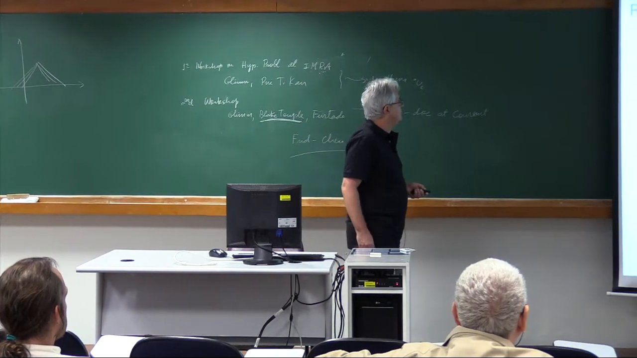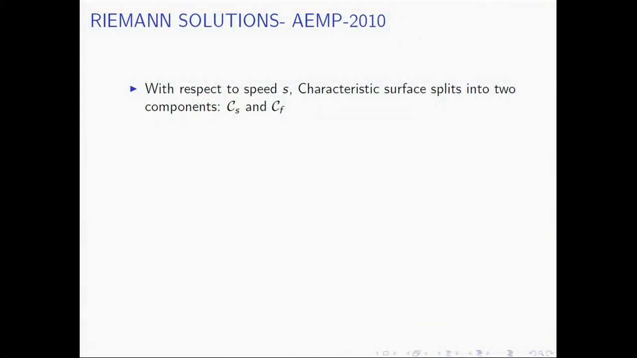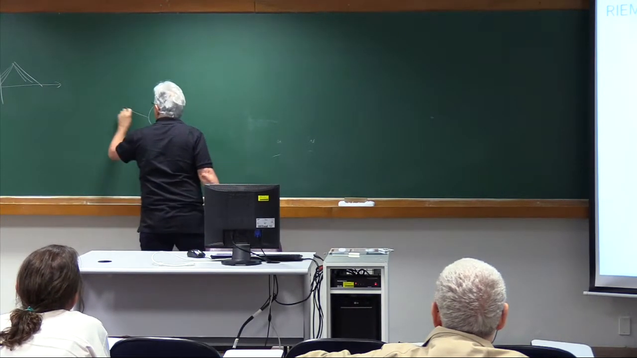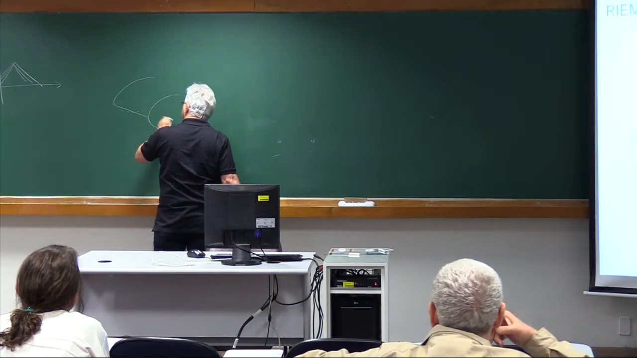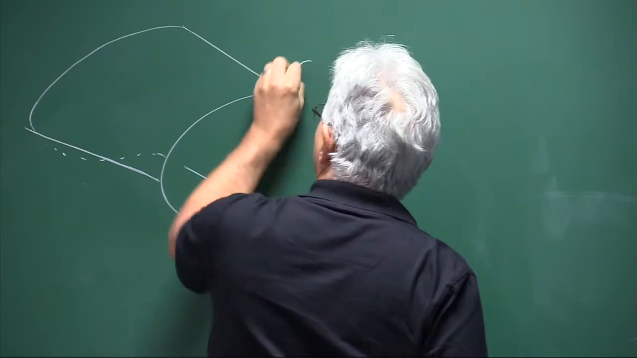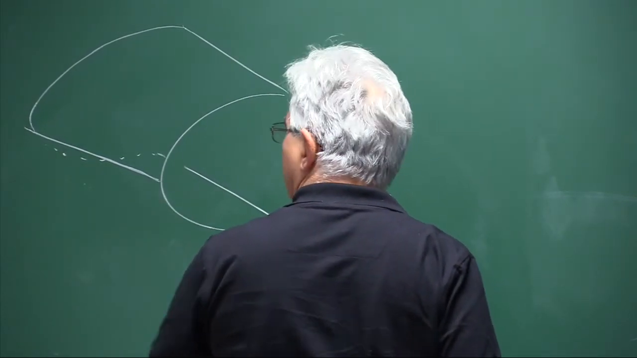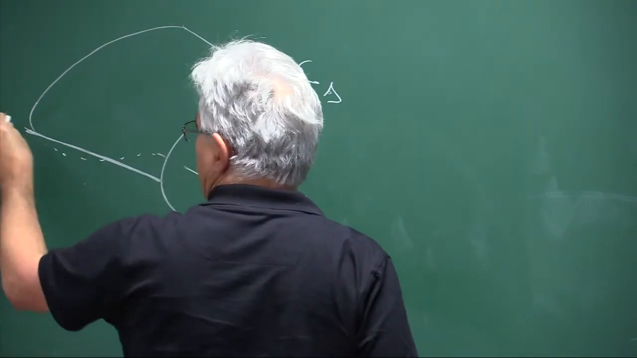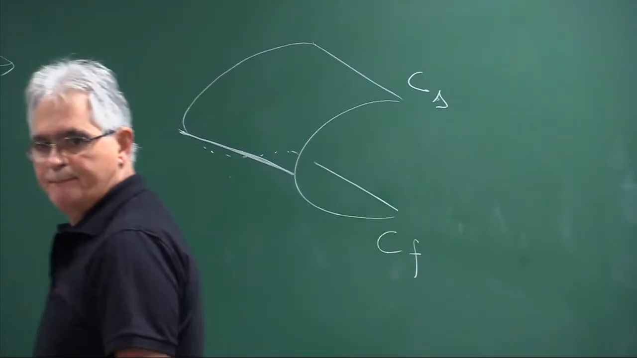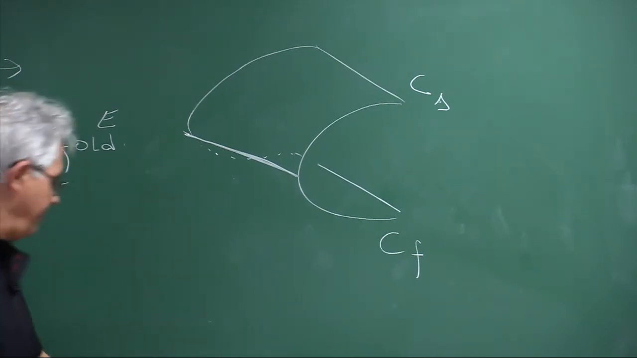I highlight two important facts. The first one is with respect to the characteristic, to the speed S: the characteristic splits in two components. This curve, this is CS and CF. This is the boundary, a curve E, the fold curve. Okay, this is the characteristic C.